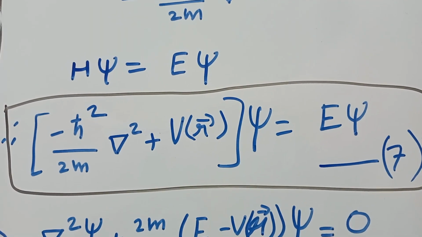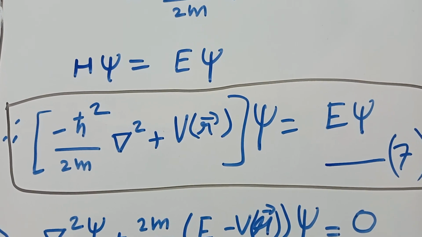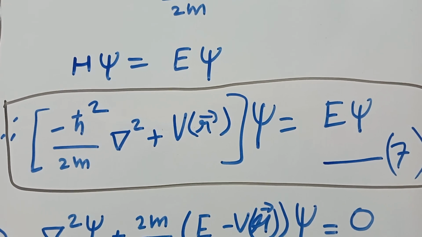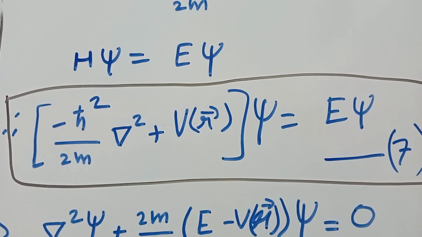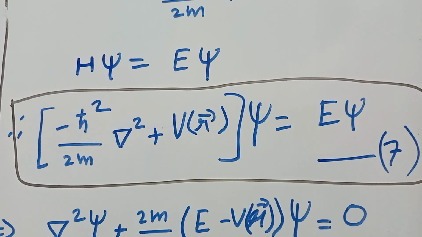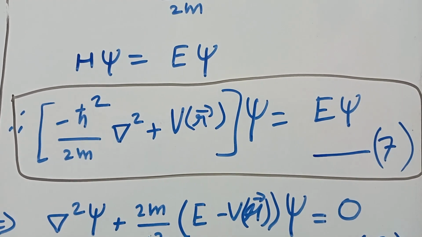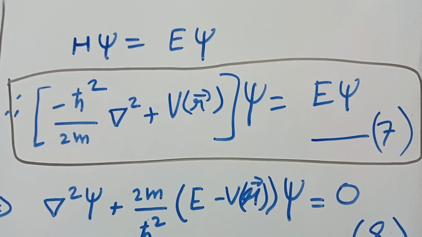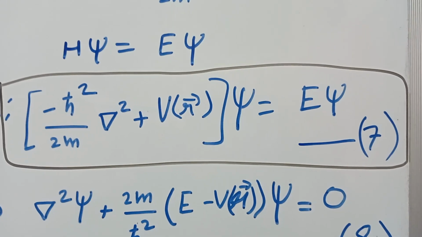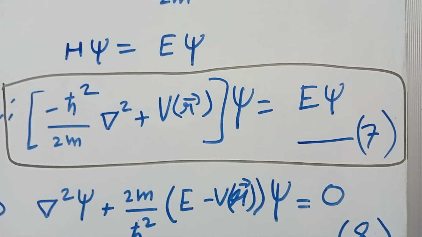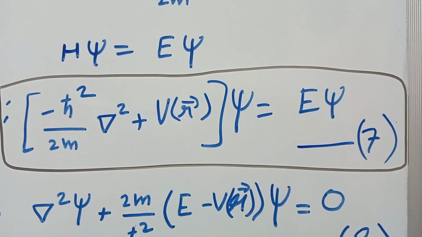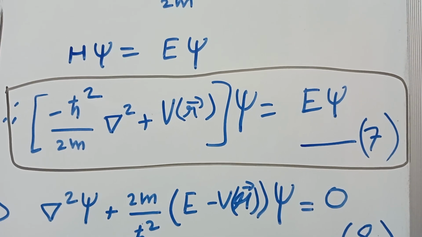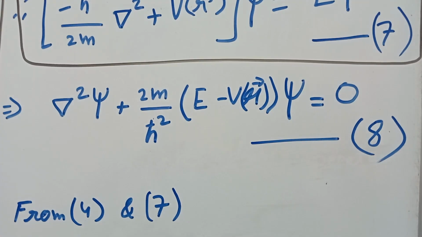Now we know H psi equals E psi, that is Hamiltonian operator on psi gives eigenvalue E into psi. We can also write it as minus h cut square by 2m del square plus V(r) into psi equals E psi. So this is the time independent Schrodinger equation. We can also write it as this.